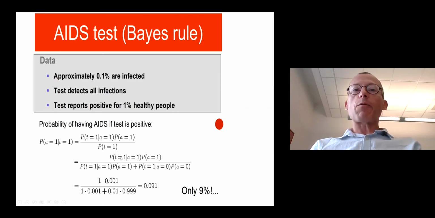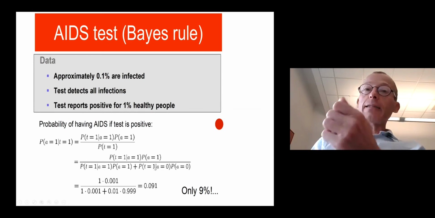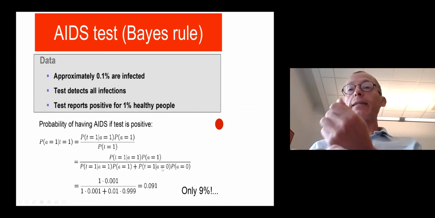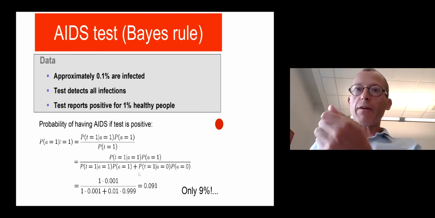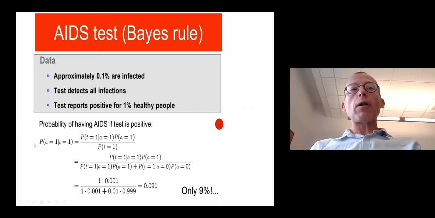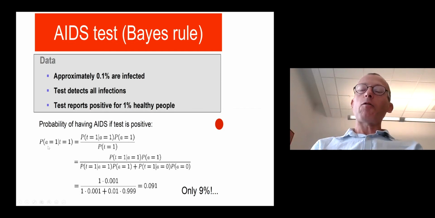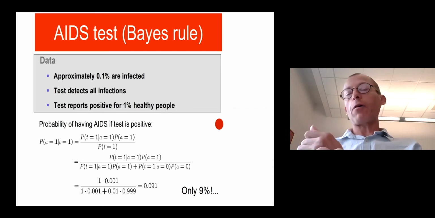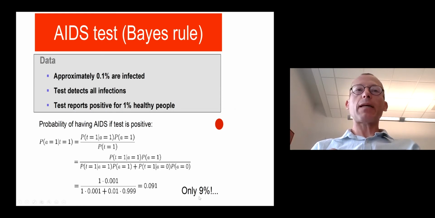As people said, the probability that the test is 1 if A is 1 is 1, and the probability that A is 1 is 0.001. Here we are doing the opposite: the probability that A is 0 is 0.999. And the probability that the test is 1 if A is 0, basically the probability of a false positive, where you don't have it but the test says you do, is 0.01. When we put it all together, we see that only 9% of those that the test says are positive are really positive.